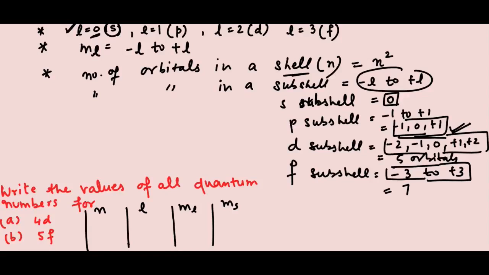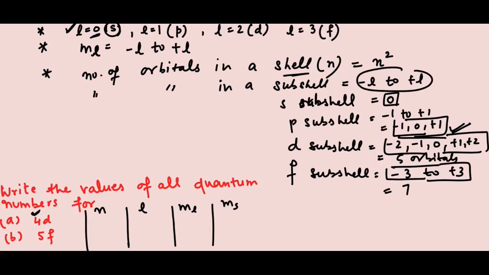This is a question where you are supposed to write the values of all quantum numbers for these orbitals, 4d and 5f. I have mentioned 2 orbitals and you have to mention the values of all 4 quantum numbers for the electrons lying in these orbitals. Now, the value of n is what? n is the shell. How do you get the shell? The shell is represented by this digit which you see in the symbol of the orbital. This digit represents the principal quantum number.